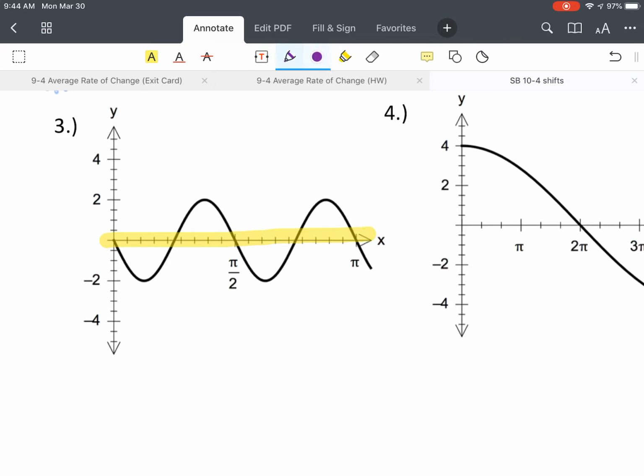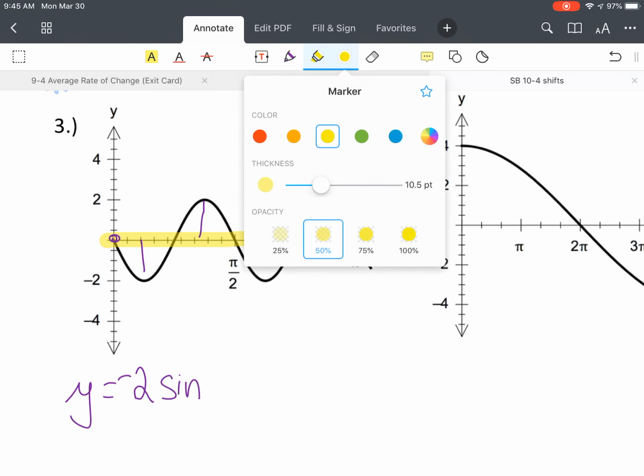Sine or cosine? Sine, because it starts at the midline. Okay, the amplitude is 2. The distance from the midline to the highest or the midline to the lowest is 2. However, it is going down first, so it is a negative sine. Amplitude is still 2, but we need to put a negative in front to show that it's a negative sine graph.